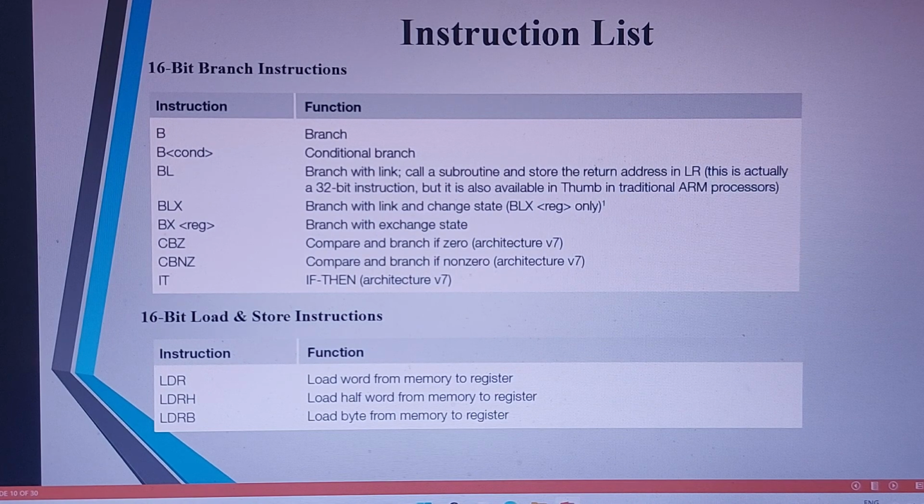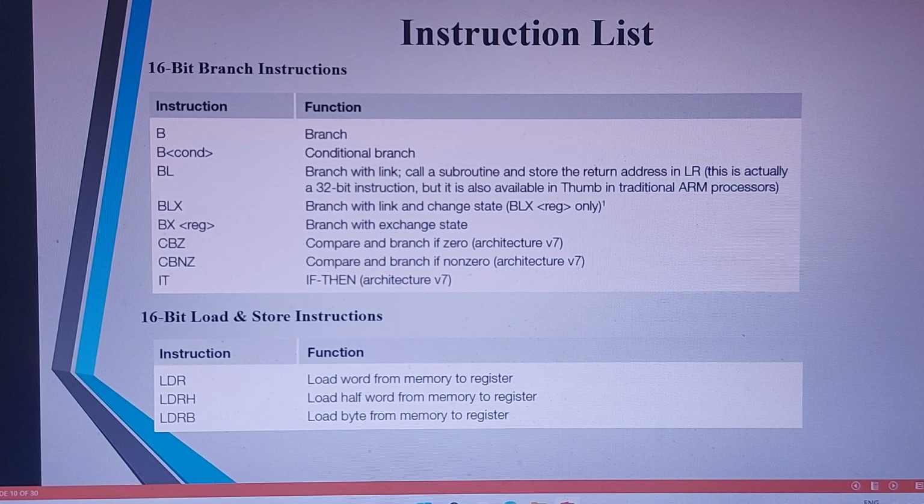So CBZ is a combination of 2 instructions. One is compare and the other is branch. Both operations are done in a single instruction. Similarly, we have CBNZ, which is compare and branch if non-zero. One is for 0 and another one for non-zero. Similarly, we have the IT instruction which performs the operation of if-then. As in C programming, we use if-then for conditional checking. Like that, here also the IT instruction can be used to check the conditions.